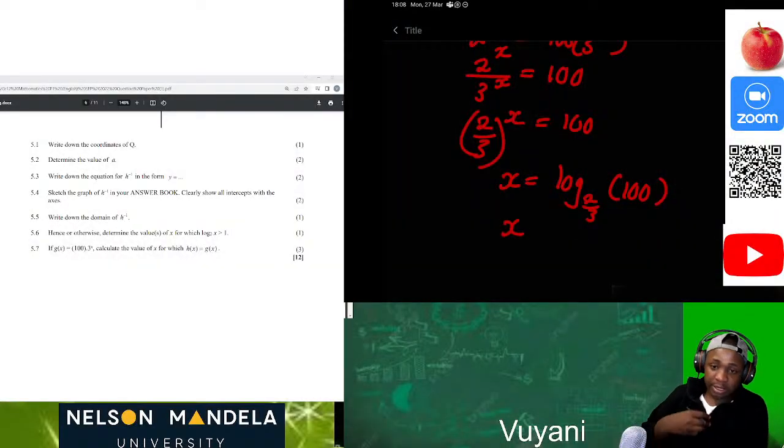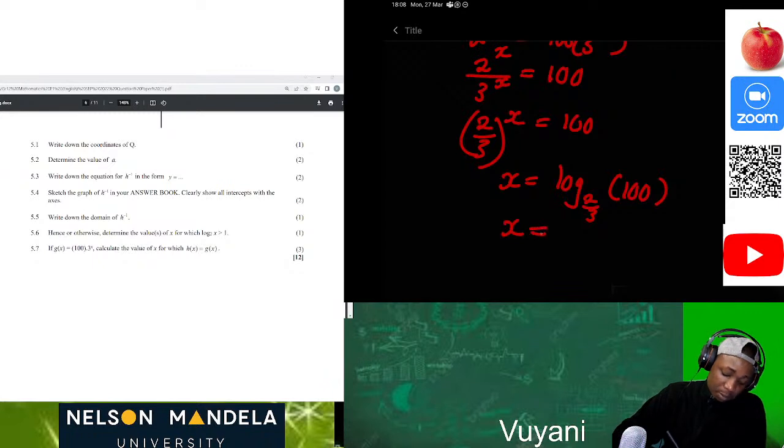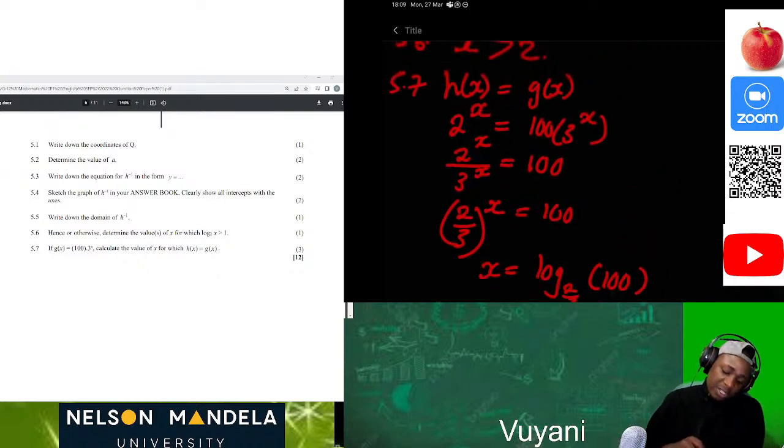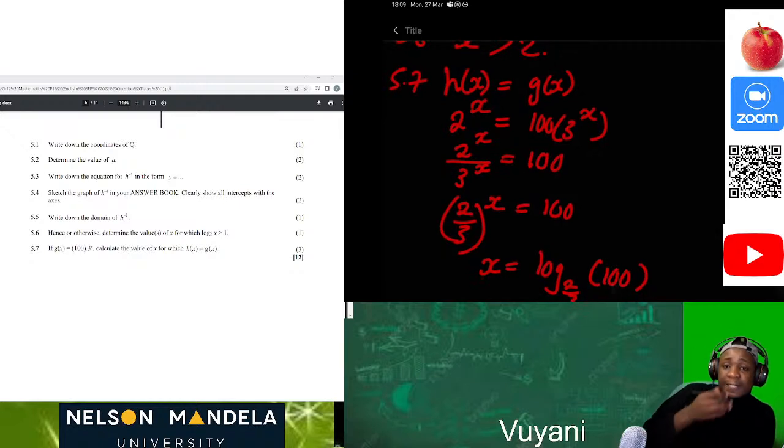So the answer will be easy, guys. With our calculators, the answer is negative 11.36, because we must always round off to the nearest two decimal places. So we saw that h of x is equal to g of x. Then after that we saw that 2 to the power of x is equal to 100 times 3 to the power x. Then we divided both sides by 3 to the power x.